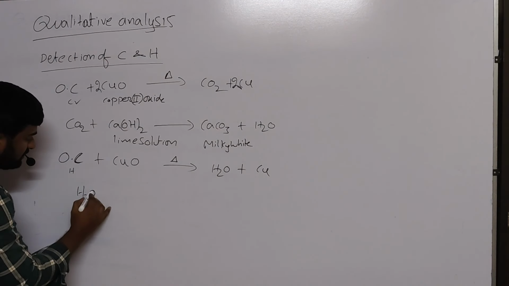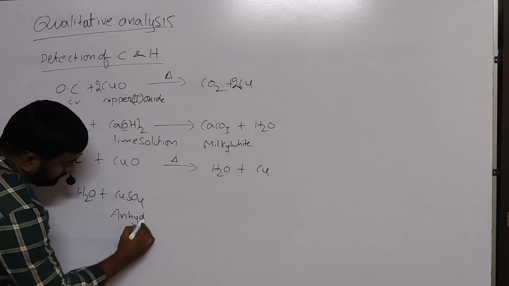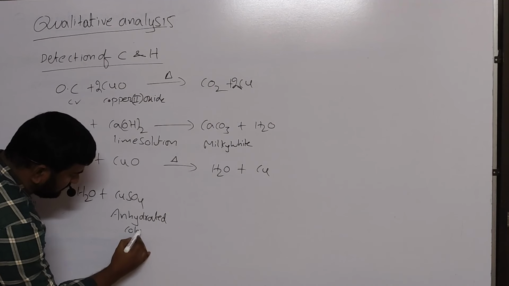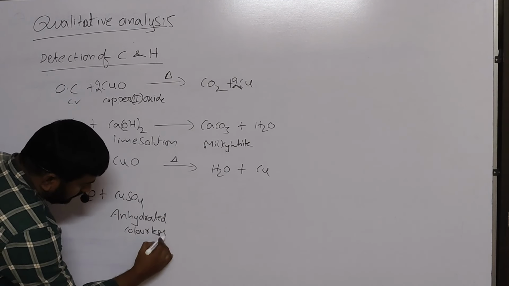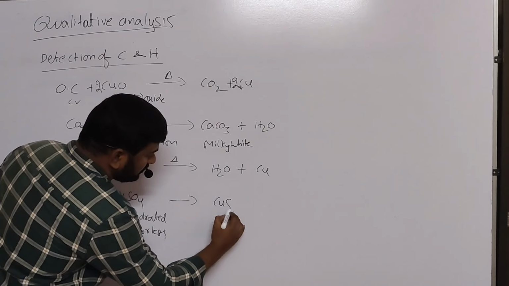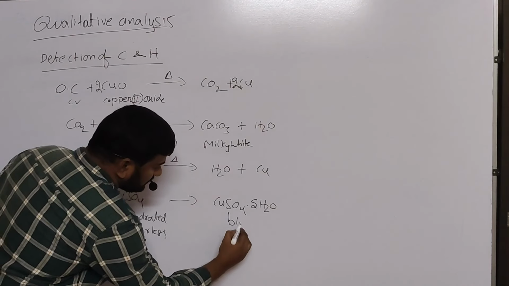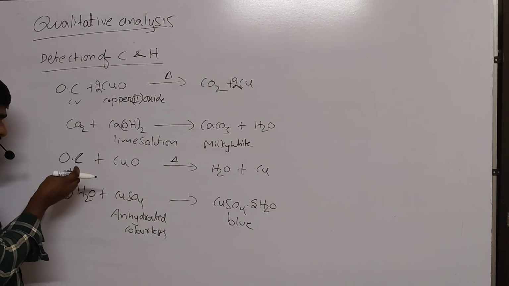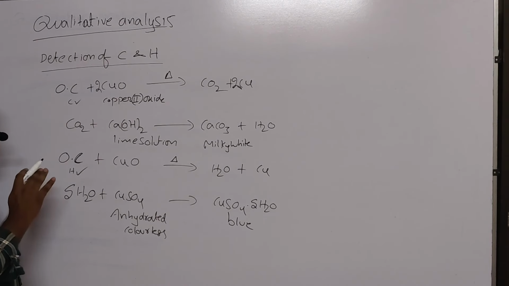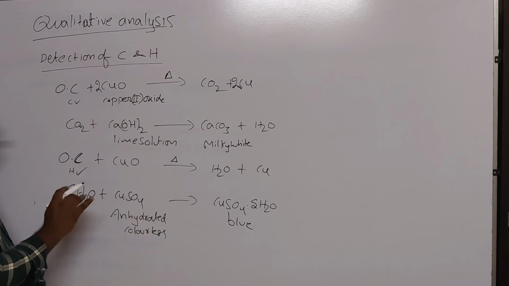If that liquid is passed through anhydrous CuSO4, which is colorless, it will give a blue color solution, CuSO4.5H2O. The blue color formed means that the liquid is water. That liquid is water means hydrogen is present in the organic compound. In this way we can identify carbon and hydrogen in a given organic compound.